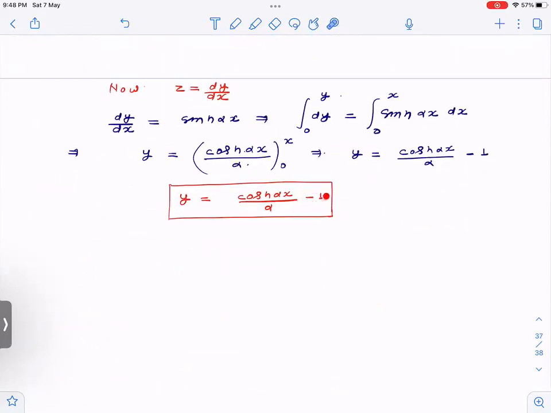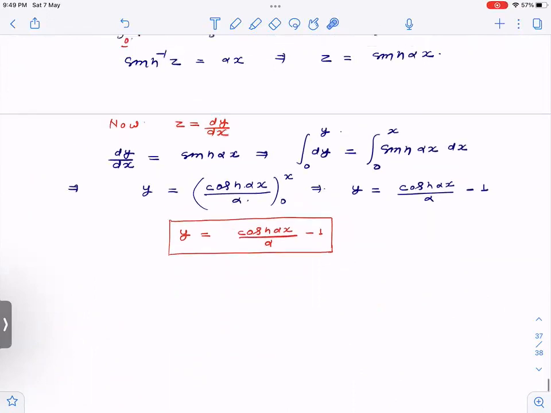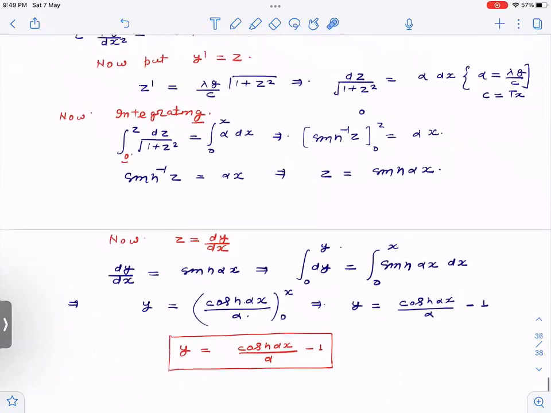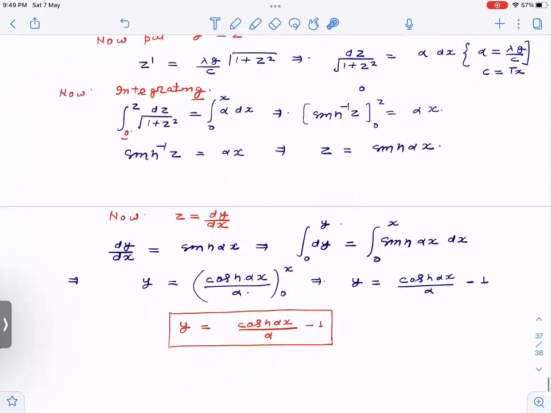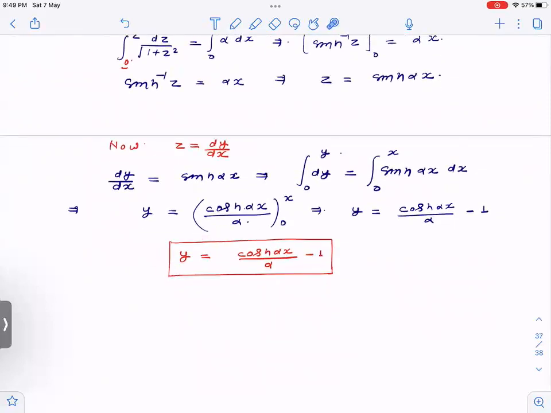But this one is not important. This depends on the choice of origin. If you choose the origin such that, this might become 0 also. So this is the main function, cos hyperbolic alpha x divided by alpha, right? Now, it is very important for us to see what alpha is, and what alpha depends on. Alpha depends on lambda, g, and c. What is c? c here is the x component of the tangent, right? So this is the final answer which you got.